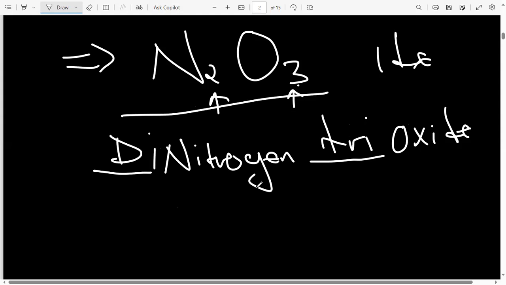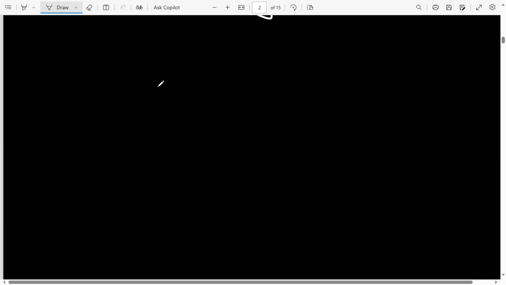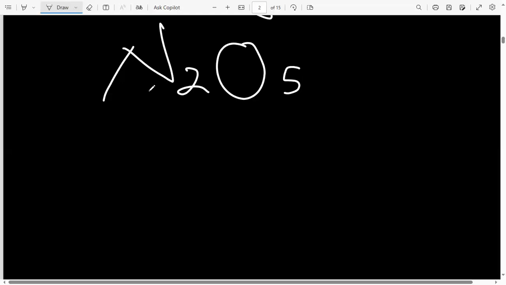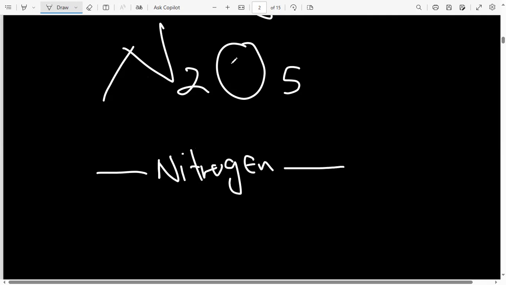Right, maybe someone didn't get it. Let's do another example. Maybe I have N2, and then I have O5. This is a non-metal, and this is a non-metal, so this is a covalent compound, right? So how are we going to name it? We're going to say dash. The first name there, just write nitrogen. Then I'm going to say dash. This is oxygen, but it's at the end, so it's going to end with IDE. So it becomes what? Oxide.